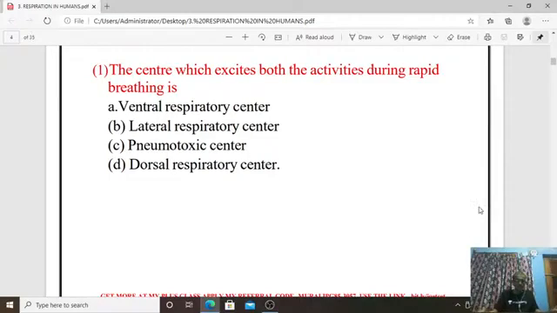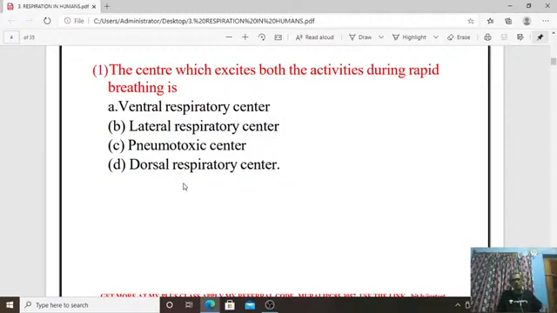So first question: the center which excites both the activities during rapid breathing is which one? Excitation of the particular center during the activity of rapid or fast breathing. In our brain there are different centers pertaining to different functions. So which center is going to have the excitation during rapid or fast breathing? The options are ventral respiratory center, lateral respiratory center, pneumotaxic center and dorsal respiratory center.